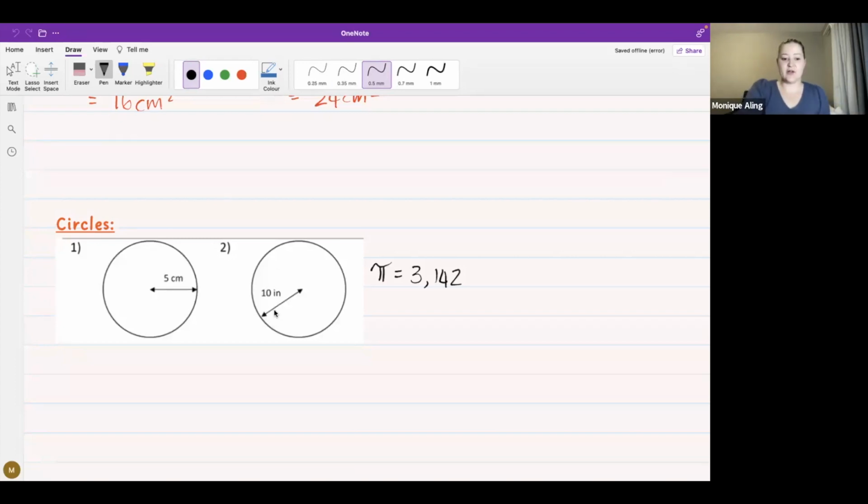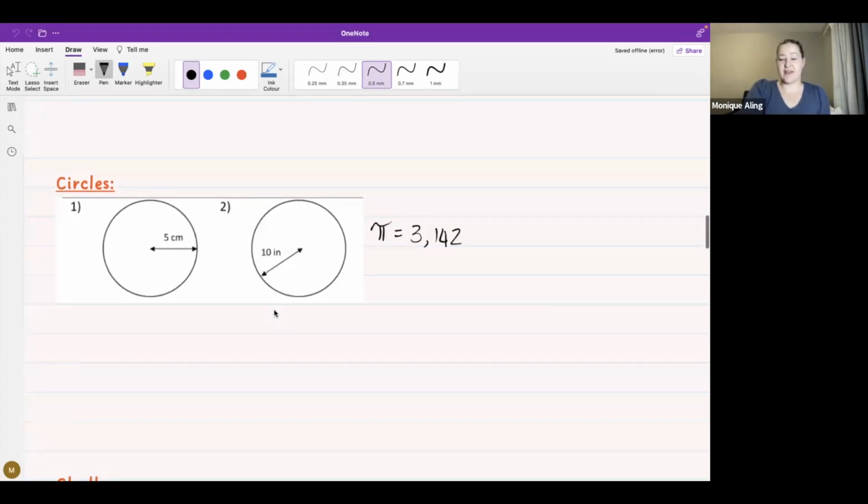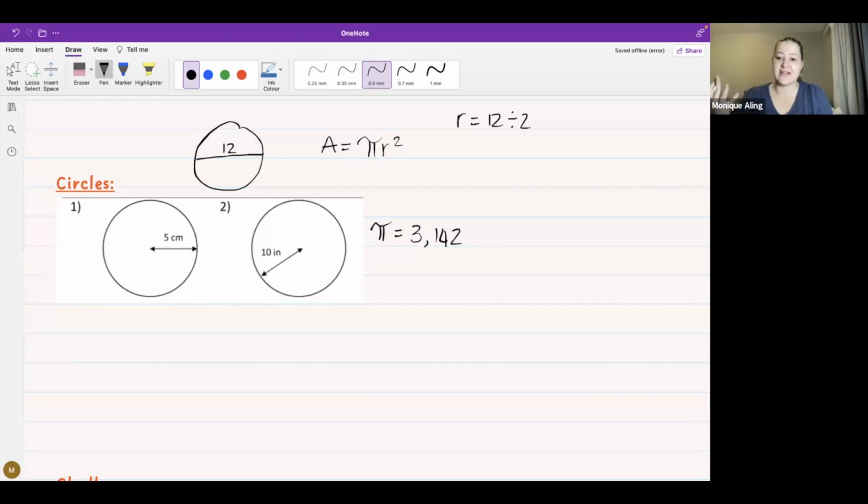Okay, guys, let's look at circles. They have given us the radius for each circle, so we don't need to do anything. Let's say, for example, they gave us a circle and they told us the diameter. Now we know the formula is pi r squared, so we need the radius. All we need to do is say radius is equal to 12 divided by 2, because remember, the radius is half of the diameter. So then we just work out the radius quickly. Didn't need to do that now, but we will need to do that later on.